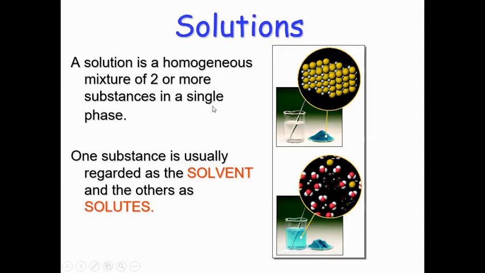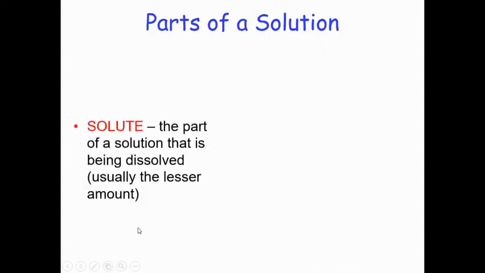Okay. A solution is made up of two things. It's made up of a solvent and a solute or multiple solutes. One substance of your mixture is considered your solvent, the thing you have the most of, and the other is considered your solute. Your solvent plus your solute gives you your solution.